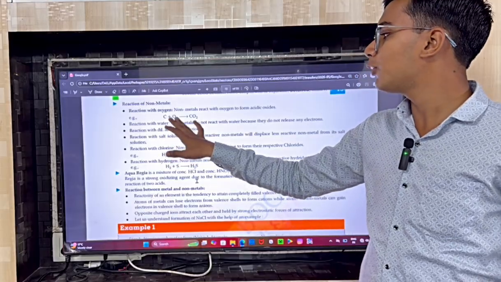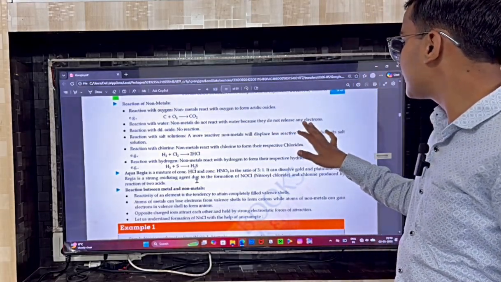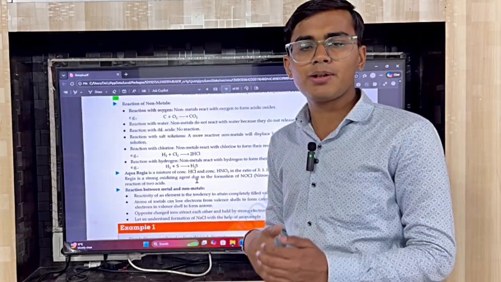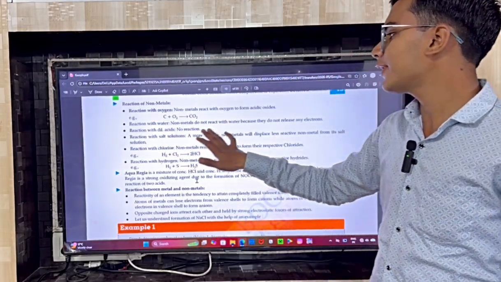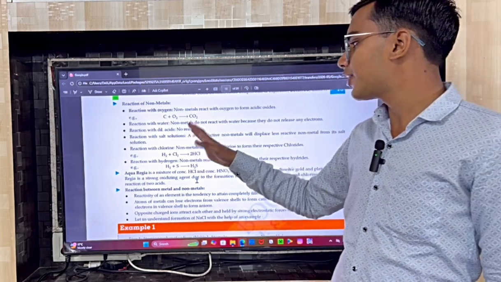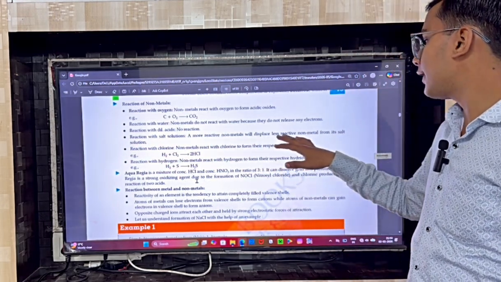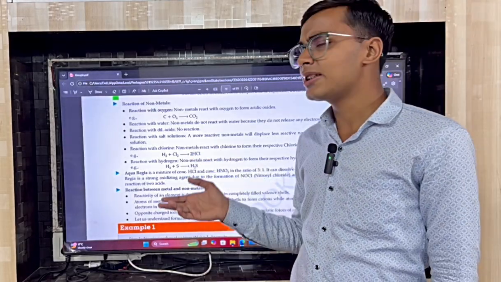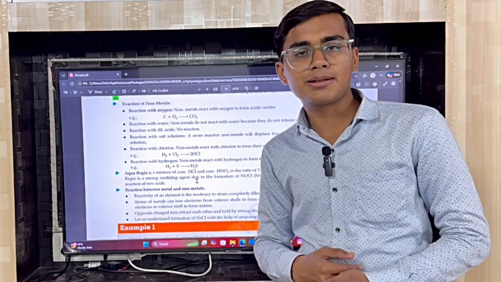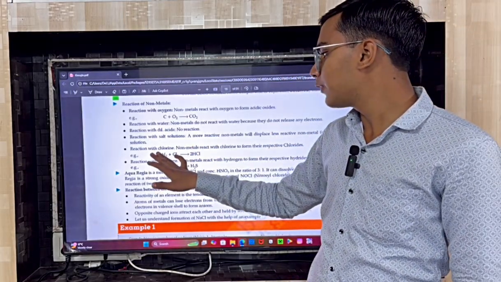Reaction with water: when non-metals react with water, they do not release any electrons. Reaction with dilute acid: there is no reaction between them. Reaction with salt solution: a more reactive non-metal will displace a less reactive non-metal from its salt solution. Highly reactive element displaces less reactive element from its solution.